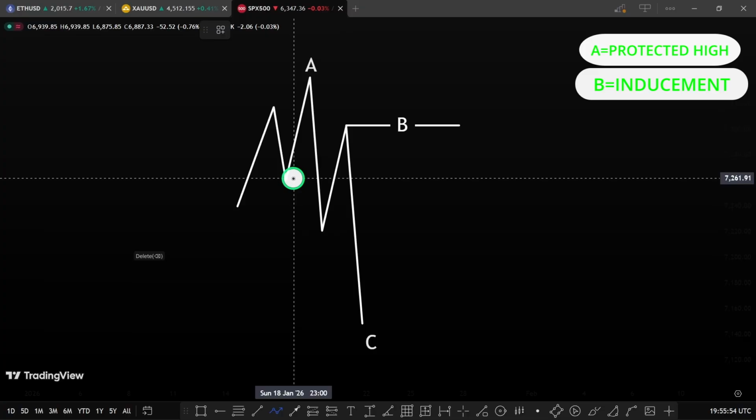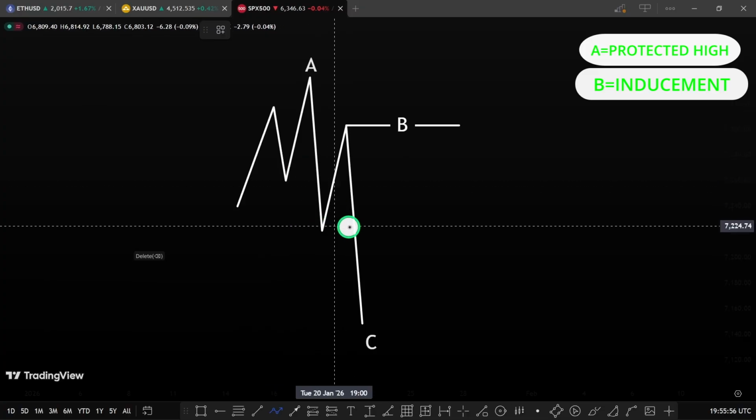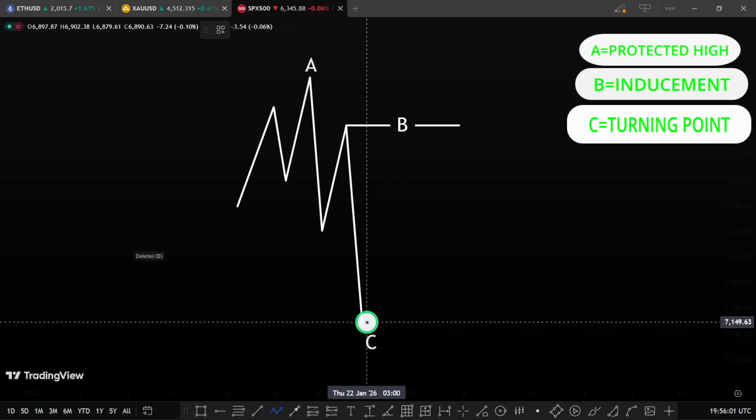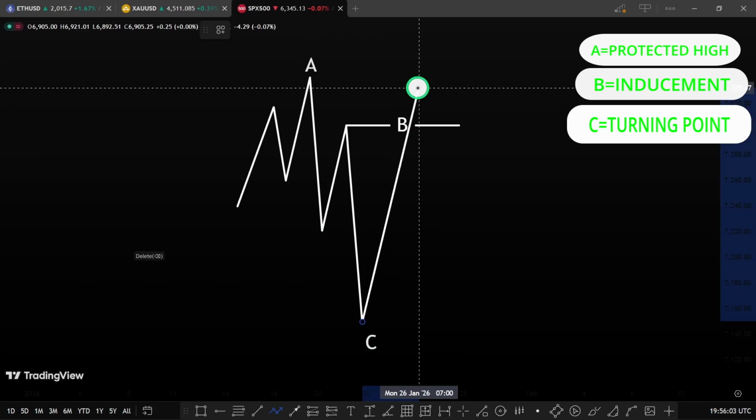And here is our previous high, which was taken out, and this is our previous low where price made the first break of structure. This is our second break of structure. C is the turning point. So here too, we expect price to come and take out the B level and continue with the downtrend.